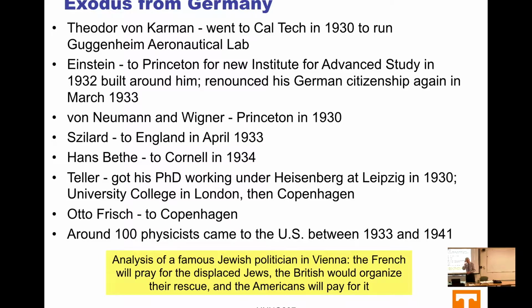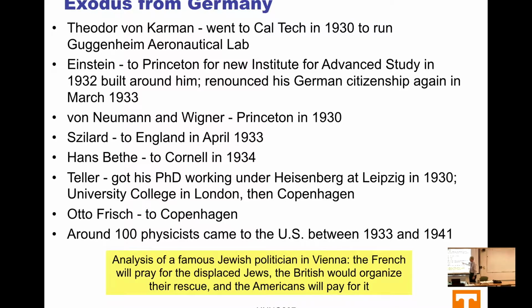The great Hungarian Jewish scientists all came from near Budapest, middle-class families. Von Kármán was hired at Caltech in 1930. He became the head of the aeronautical effort at Caltech. Einstein accepted a position at Princeton, and the new Institute for Advanced Study was built around him in 1932. He was the most famous scientist in the world then. Von Neumann and Wigner had already come to Princeton in 1930. Szilard went to England. Hans Bethe, another Jewish German scientist, not Hungarian, came to Cornell.